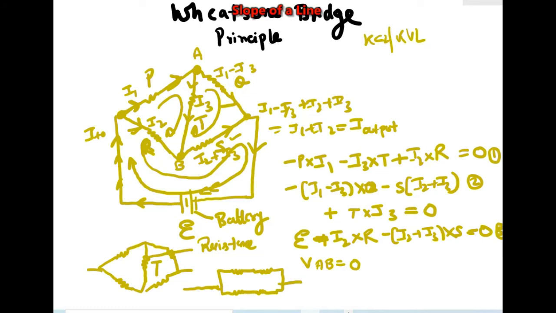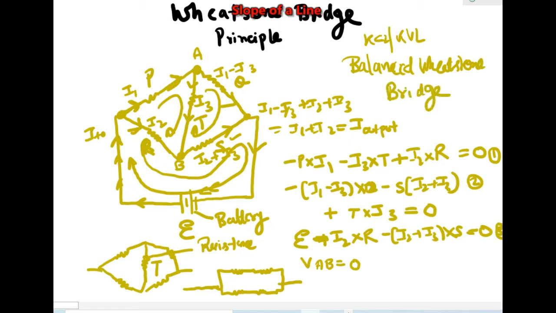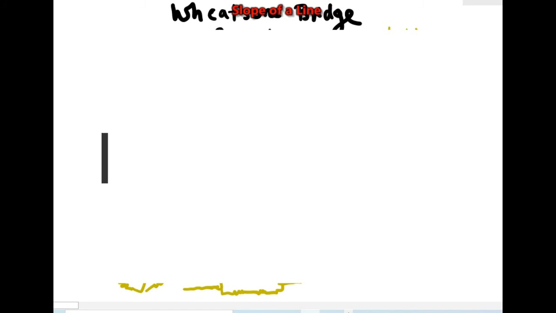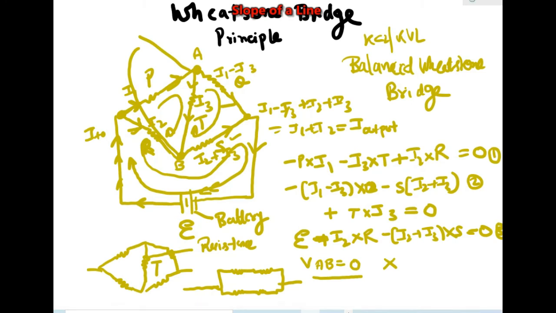The bridge I have just talked about, where the potentials V_A and V_B of the two points are equal, is called the balanced condition of the Wheatstone bridge. So what we've discussed is a balanced Wheatstone bridge. There are two types of Wheatstone bridges: one is balanced and the other is unbalanced. If this condition, V_AB equal to zero, does not exist, which means the points A and B have a potential difference, then such a bridge is called an unbalanced Wheatstone bridge.